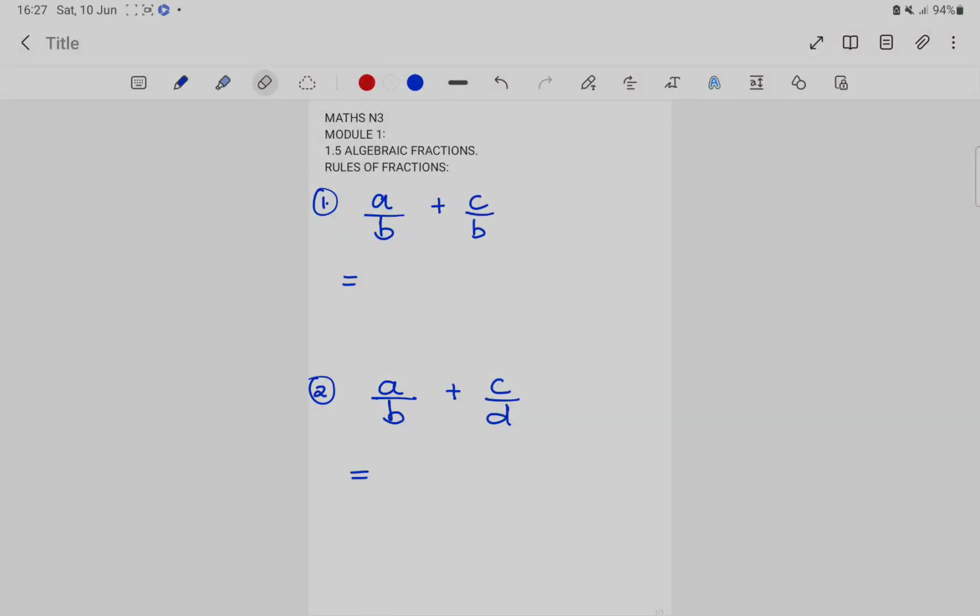Good day, students. Now we are going to start with module 1. Then under module 1, we'll do subheading 1.5, algebraic fractions. The reason why we start with this subheading is because we want to be able to answer question number 1 of the exemplar question paper that I have sent to the students via WhatsApp.